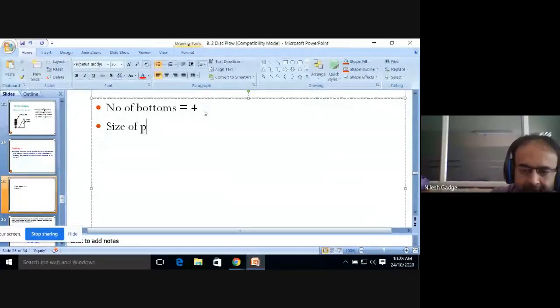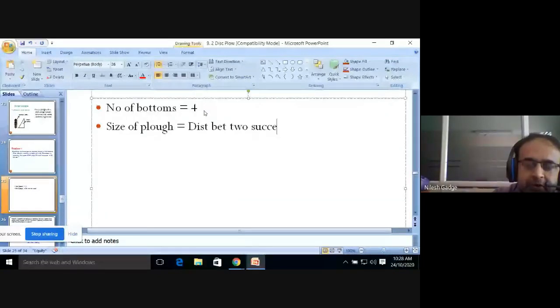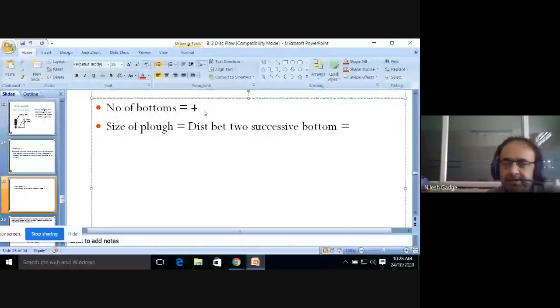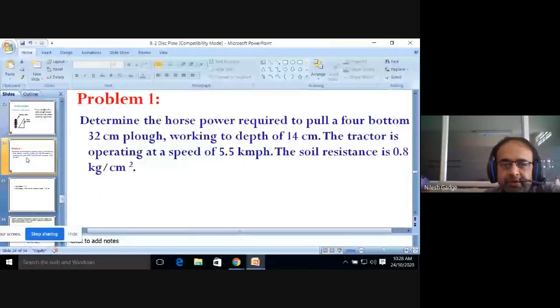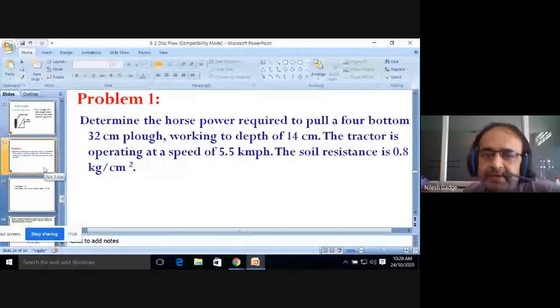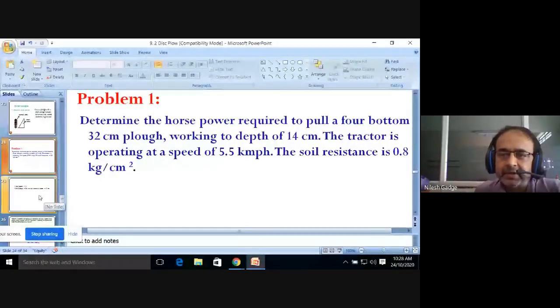Size of plow. Actually, it is here. The distance between two successive bottoms. Actually, size means the distance between two successive bottoms. It is given 32 centimeter like this. Okay. 32 centimeter plow means the distance between two bottoms is 32 centimeter, or size of the plow. Then the depth is, okay.